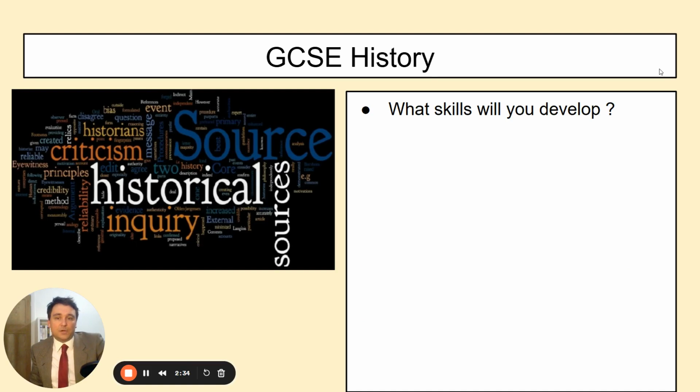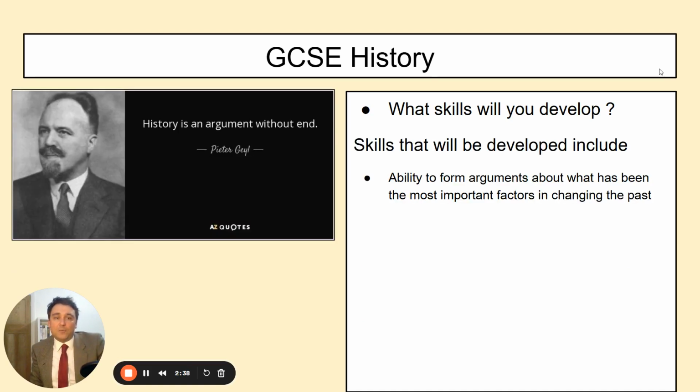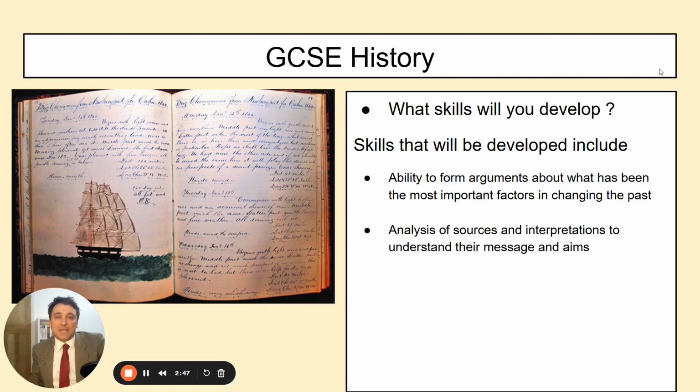What skills will you develop on the course? Well, these will include the ability to form arguments. What are the most important factors? What has really changed the past? What's significant and why? Being able to analyse sources and interpretations of people's views using those sources.